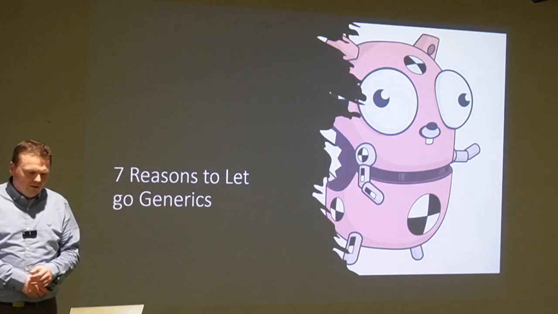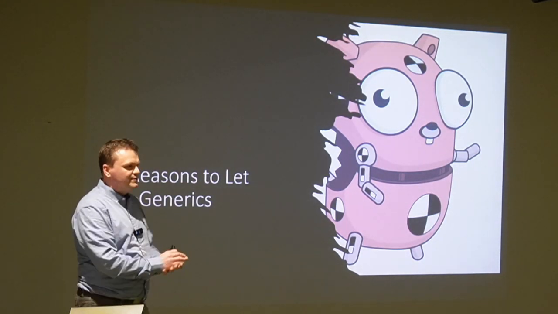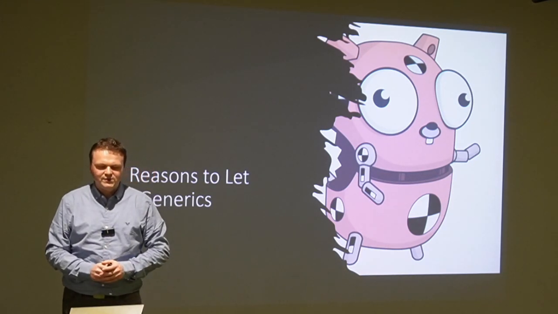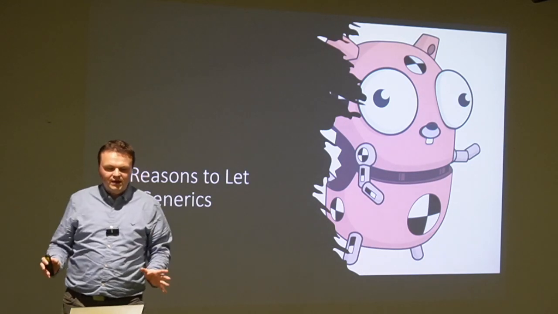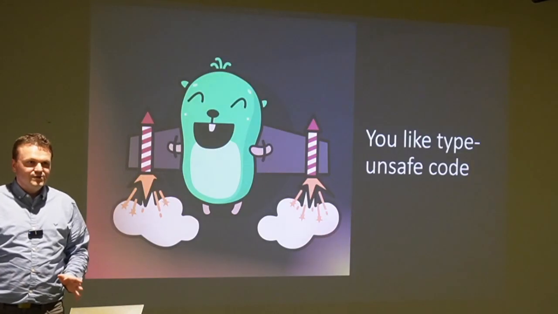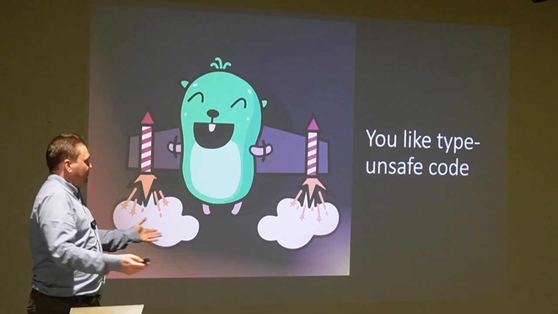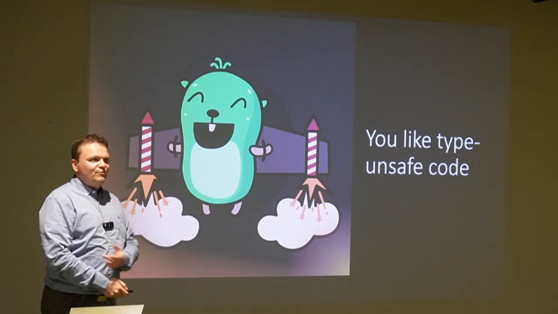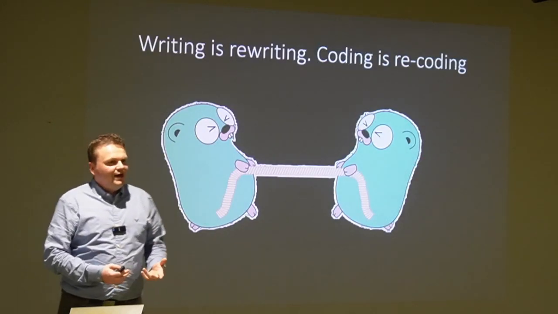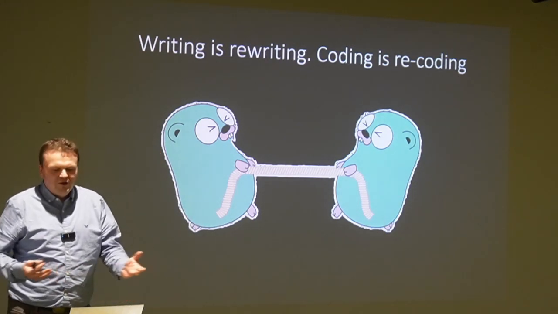Now, I know it's getting late, and I didn't want to lecture you guys, so I want to add a very nice bombshell so that we can go and have some exciting drinks. I want to give you 7 reasons to let go of generics. You ready? Yeah. The first one is you like to type and save code. Obvious, no restrictions, you're your own boss. You like rewriting things which are already rewritten, all right? Writing is rewriting, coding is recoding.